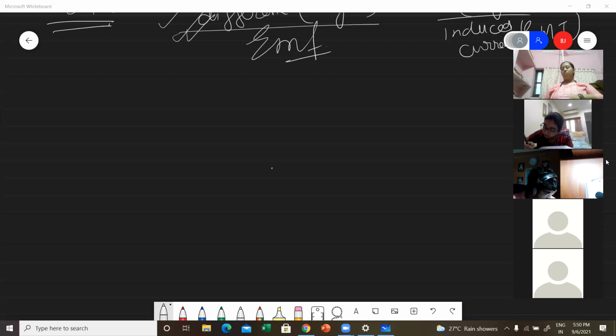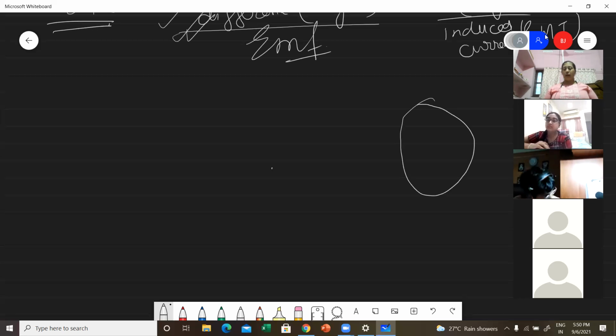If the conductor forms a closed coil, see here also we have just closed the coil. The coil should be closed. It shouldn't be open. Otherwise, the circuit will not be complete. The circuit will complete only when it is closed. So it is very important. If the conductor forms a closed coil, an induced current will flow through it.